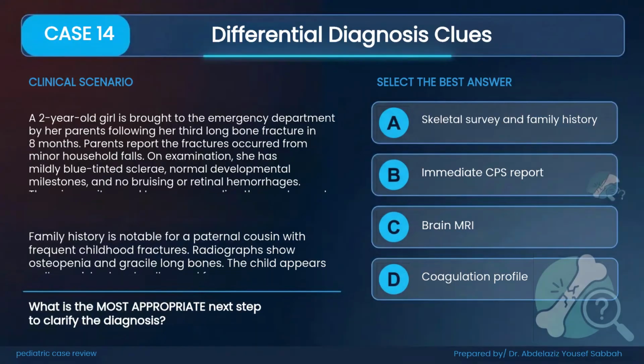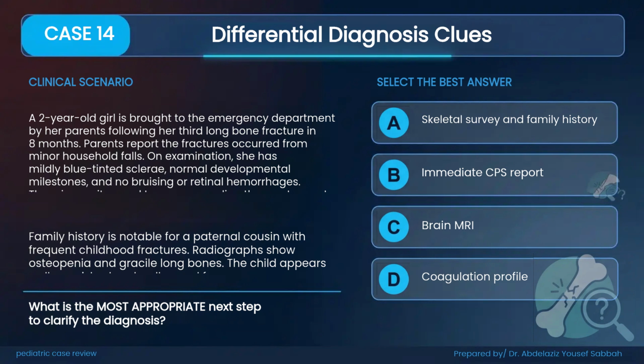Case 14. A 2-year-old girl is brought to the emergency department by her parents following her third long bone fracture in 8 months. Parents report the fractures occurred from minor household falls. On examination, she has mildly blue-tinted sclerae, normal developmental milestones, and no bruising or retinal hemorrhages. There is no witnessed trauma preceding the most recent fracture. Family history is notable for a paternal cousin with frequent childhood fractures. Radiographs show osteopenia and gracile long bones. The child appears well-nourished and well-cared for.